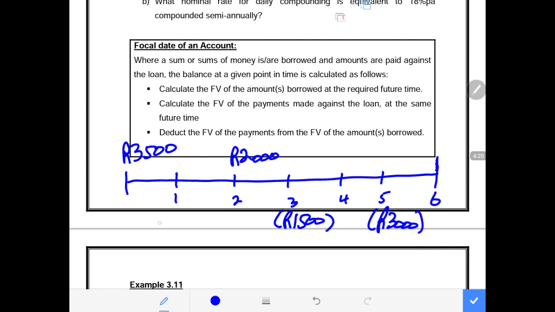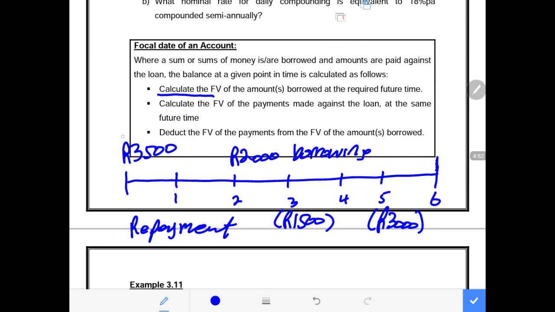So now at the bottom here it is repayments, on top is borrowing. That is where we borrow money. At the bottom, that is where we make the payments of the amount that we borrowed. Now let's go to the first bullet point. The first bullet point says when it comes to the focal date, we need to calculate the future value of the amounts that are borrowed at the required future date.